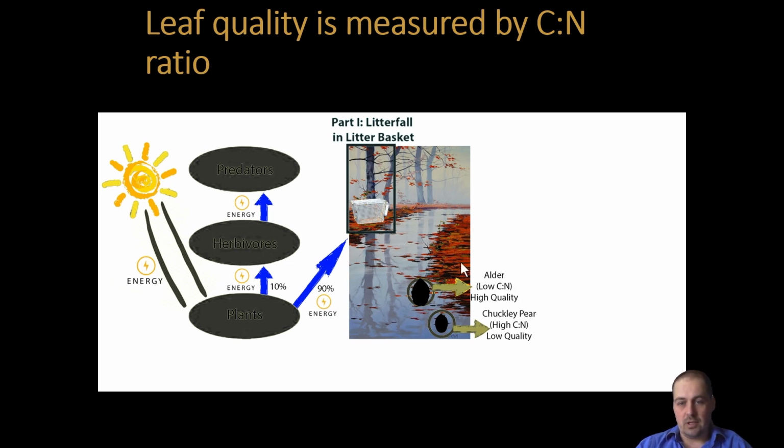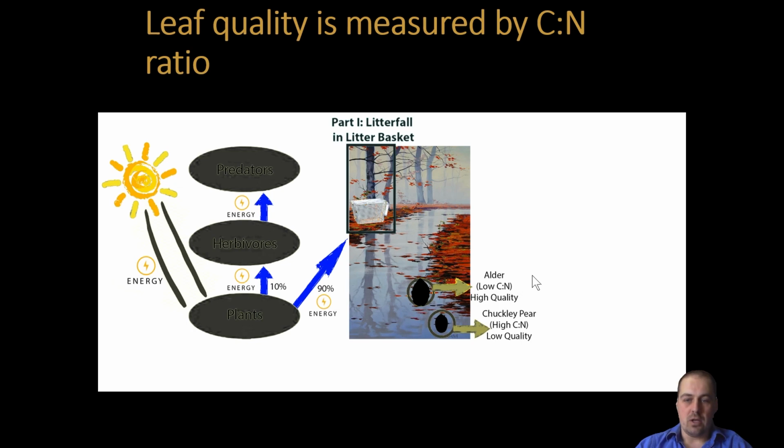So leaves like alder, for example, are considered higher quality because they have a low carbon-nitrogen ratio. So what that means is there's more nitrogen relative to the amount of carbon. And this is important because carbon can be pretty much found everywhere. It's not a limiting resource, so it's easy to get carbon. Nitrogen, on the other hand, is a limiting resource. So the more nitrogen you get, the higher the quality of the leaf, or the food in general, is.